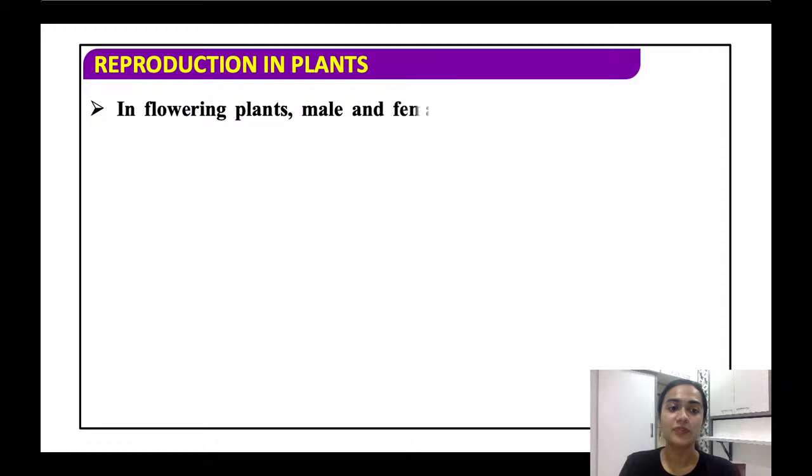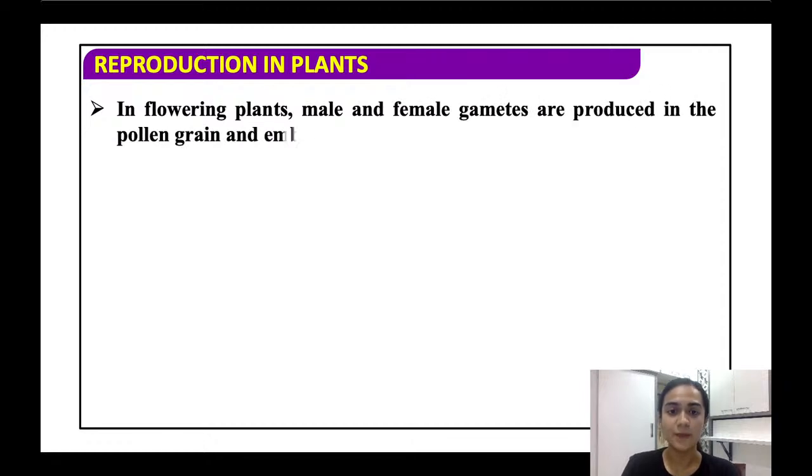Moving forward, in flowering plants, male and the female gamete are produced in the pollen sac and the embryo sac respectively. So pollen grain produced in the pollen sac, this is the male gamete. Alright, and in the embryo sac, you will find the female gamete.